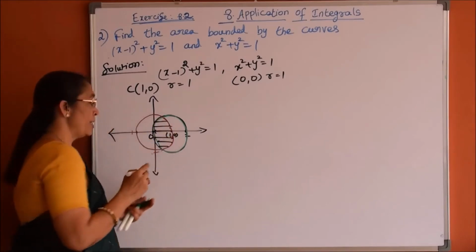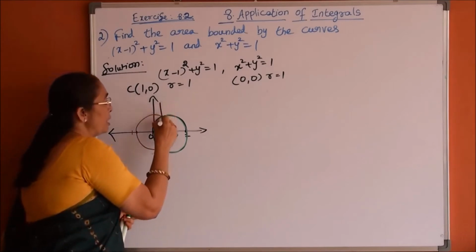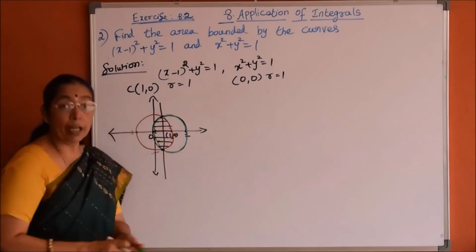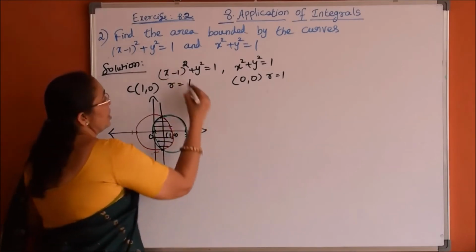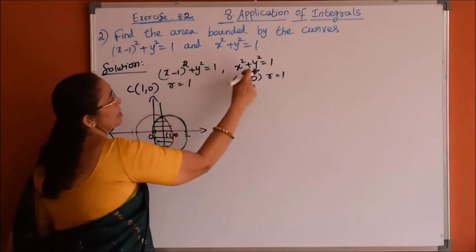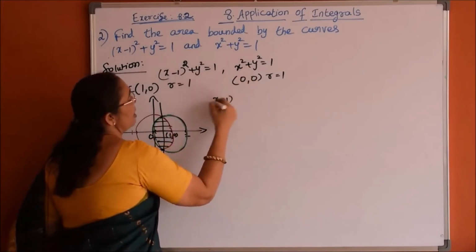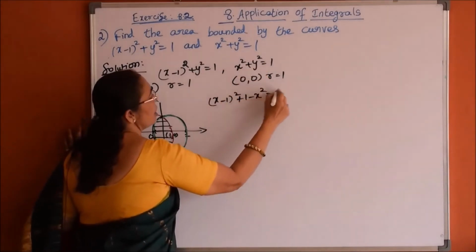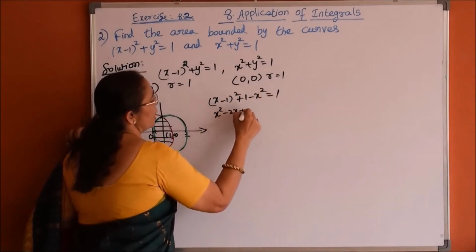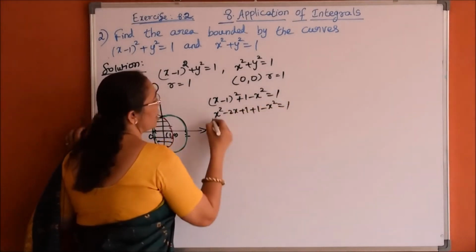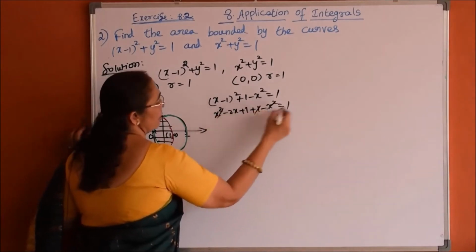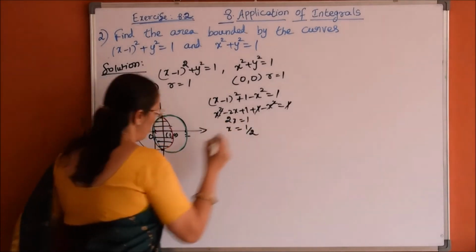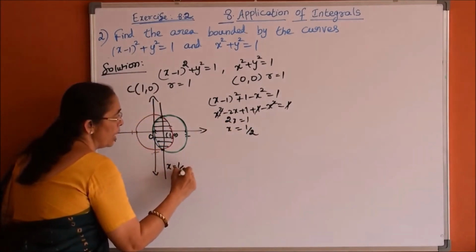So, how can we find this area? First we will find the point of intersection of these two circles. First equation: x minus 1 whole square plus y square is equal to 1. From the second equation, let us find the y square value. y square is 1 minus x square. So x square minus 2x plus 1 minus x square is equal to 1. The x square term gets cancelled, 1 gets cancelled. You get 2x is equal to 1, x is equal to half. So this line is x is equal to half.